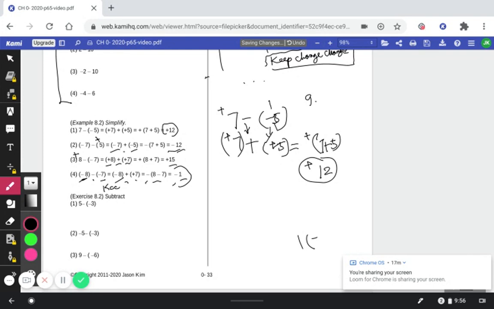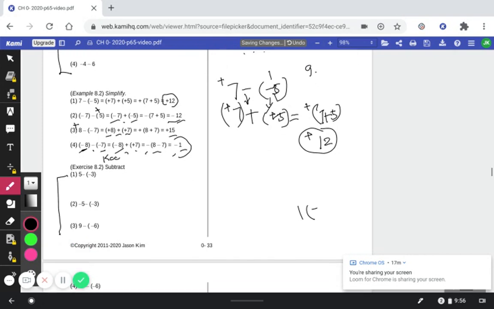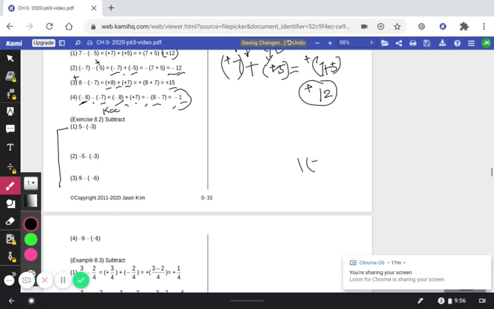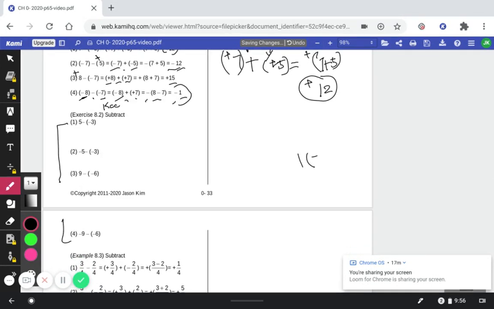Okay. Now everybody, try the exercise. See if you can handle this, the 4 of them. So pause the video and do this exercise and check your answer with the answer key, solution key at the end of each section. Okay, pause the video now.